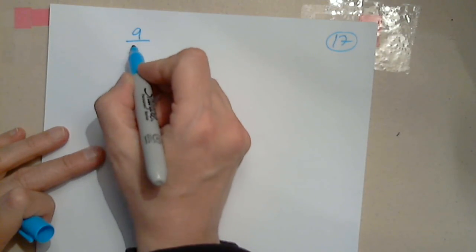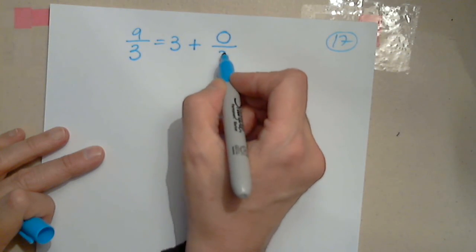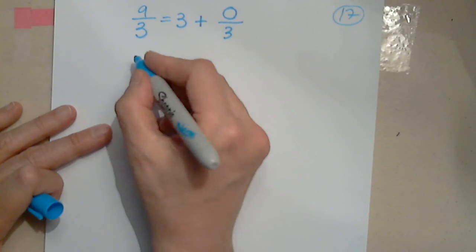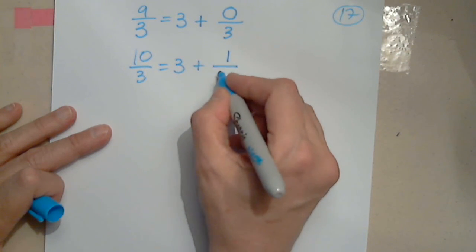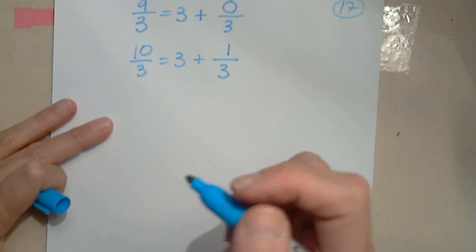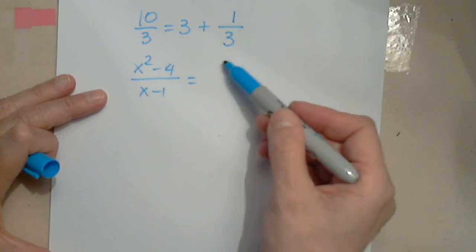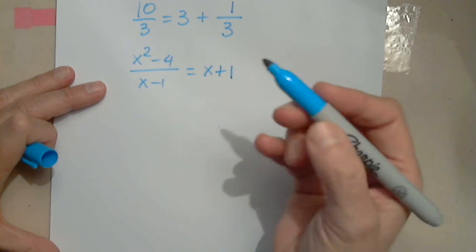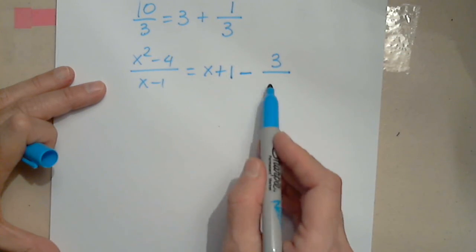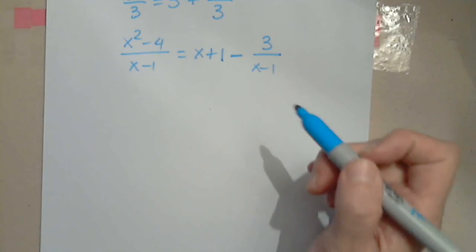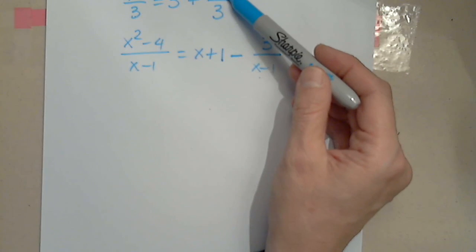So if I divide 9 by 3, I get 3 integers plus remainder 0 over 3. We never do this. But if I divide 10 by 3, I get 3 integers plus a remainder of 1 over 3. So when I divide x squared minus 4 over x minus 1, I have to have a similar situation, and I have x plus 1, and the remainder is negative 3 over the divisor. Because I cannot continue. I can no longer divide 3 by x minus 1. Like here, I cannot divide 1 by 3.